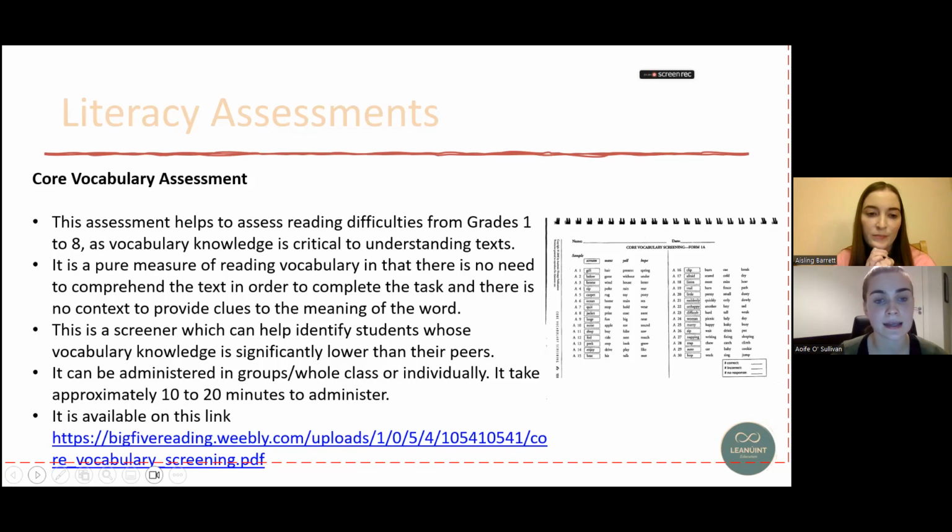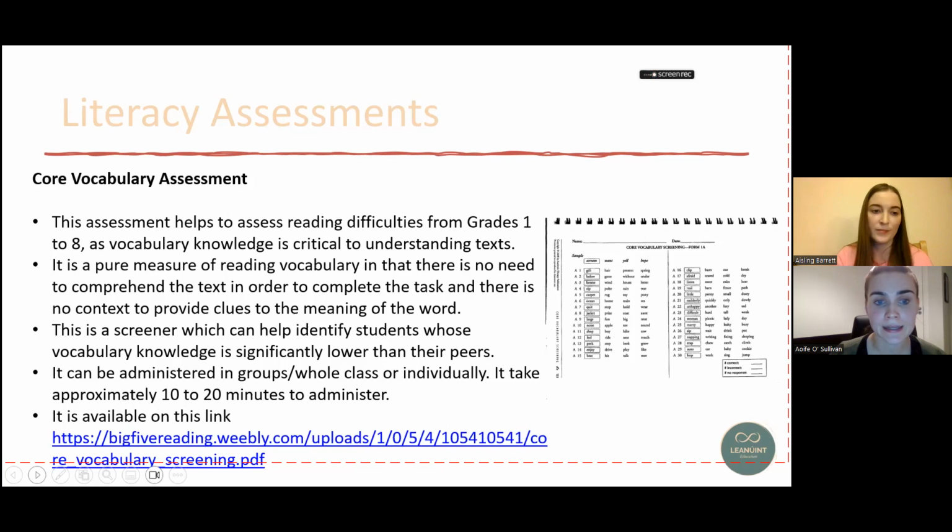And like I said, it's another piece of the puzzle for supporting children with vocabulary difficulties that may contribute to overall reading problems. So it's a pure measure of reading vocabulary in that there is no need to comprehend the text. Sometimes a child's comprehension ability can influence how they're scoring on vocabulary tests, whereas in this vocabulary assessment, it's not going to come into play because there's no context to provide clues to the meaning of the words for children.